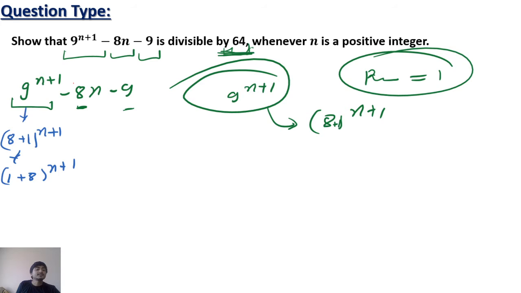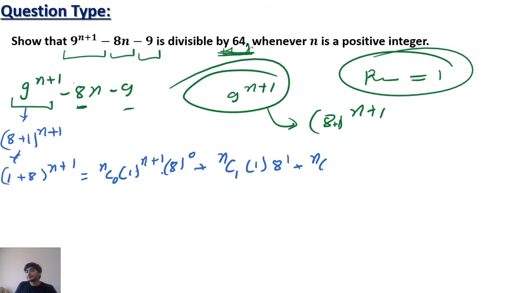Here you don't need to consider again from the reverse direction. Here you can directly write nC0 1 to the power n+1 into 8 to the power 0, then plus nC1 1 to the power anything and 8 to the power 1, nC2 1 to the power anything 8 to the power 2, right? And like that we can keep on going.